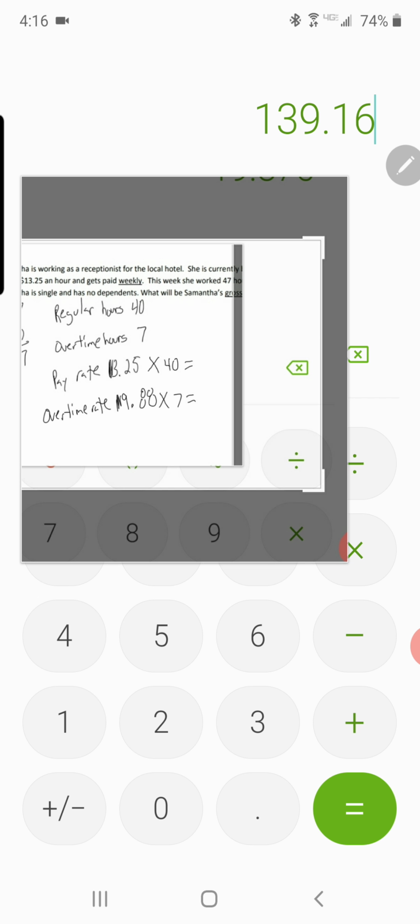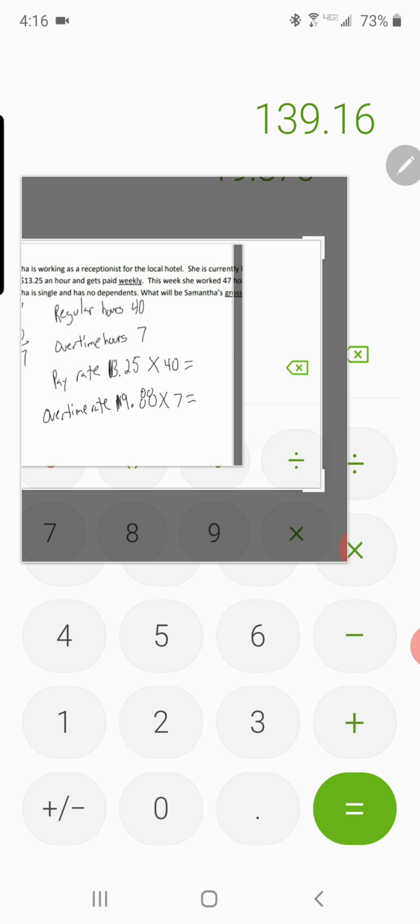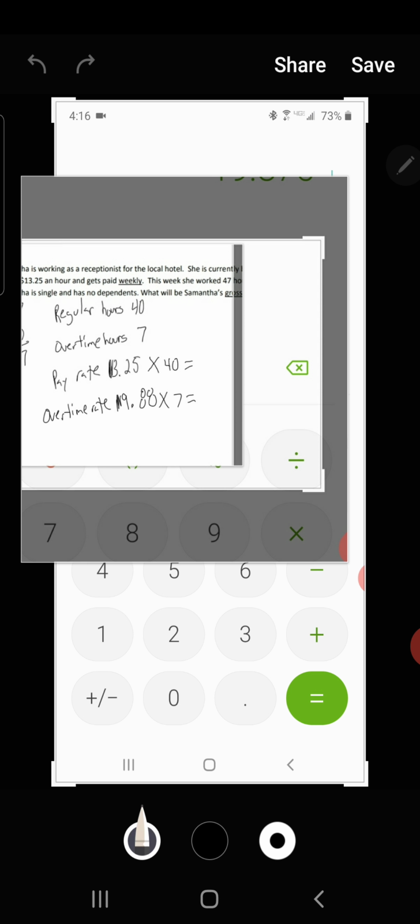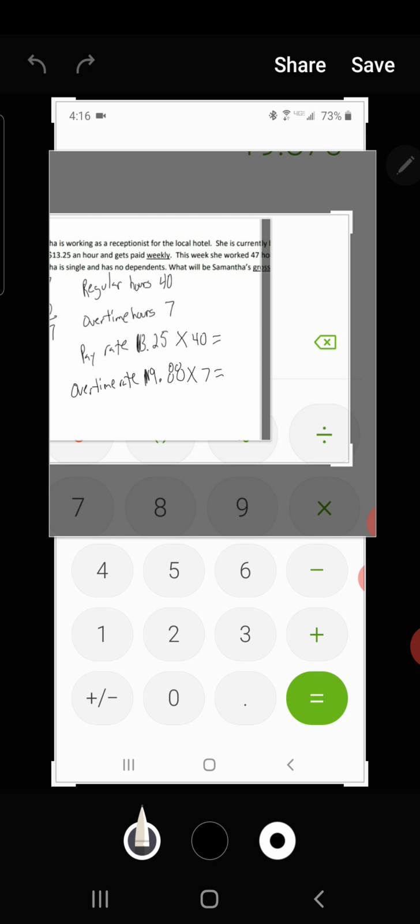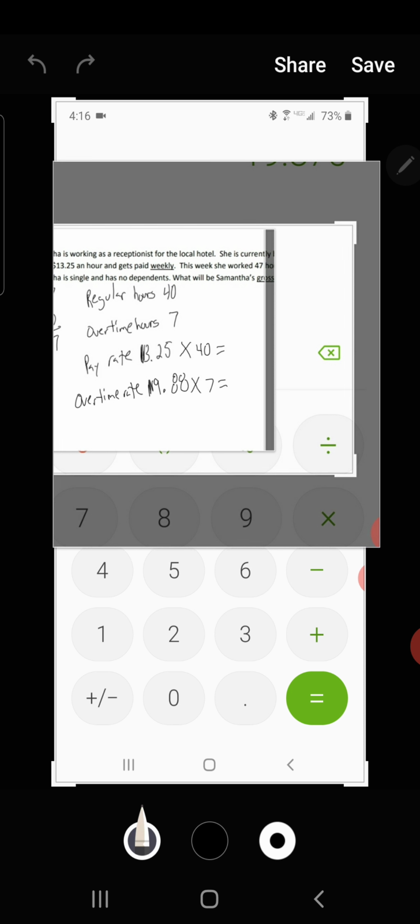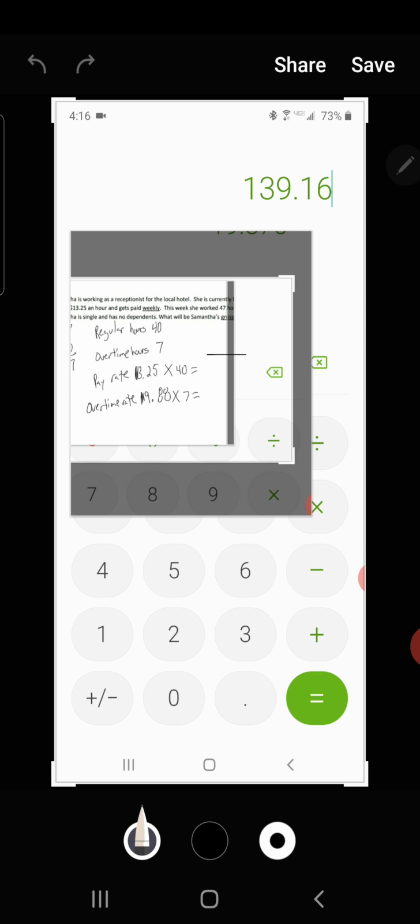All right, so I know this one takes just a little bit more work, but it's not too bad. So, of course, we found out that her pay rate of $13.25 times her 40 hours that she worked for regular hours, she made $530. So, 530 goes here. Of course, her overtime rate of $19.88 times her 7 hours of overtime, she made $139.16. So, of course, we can add those up.